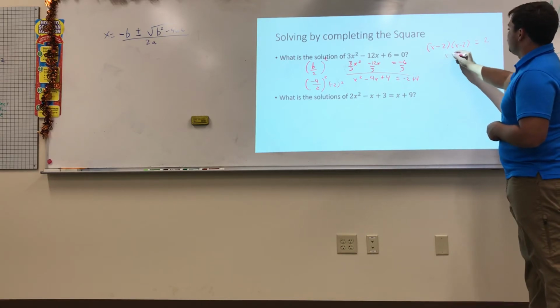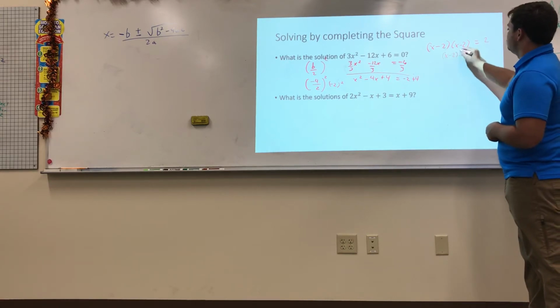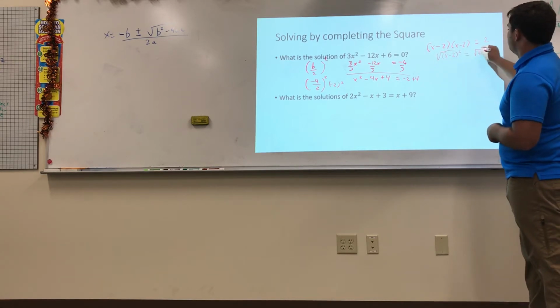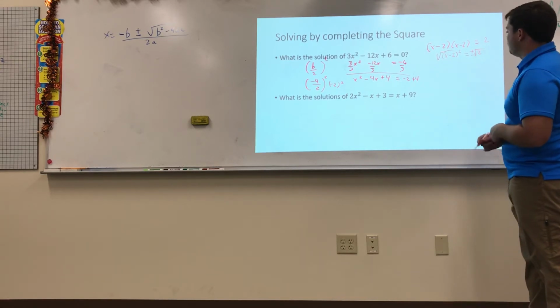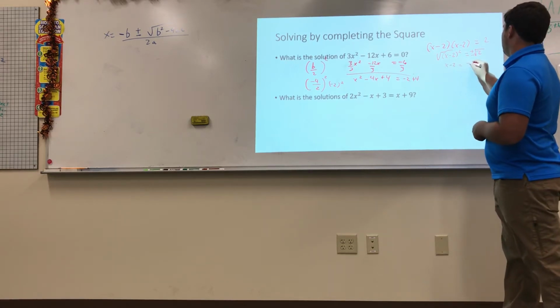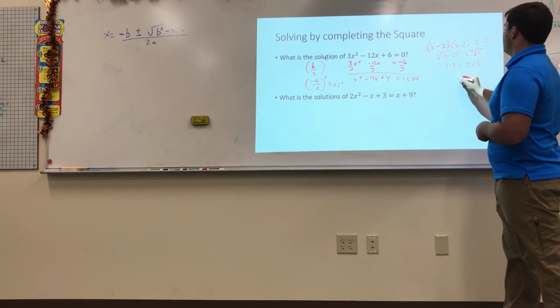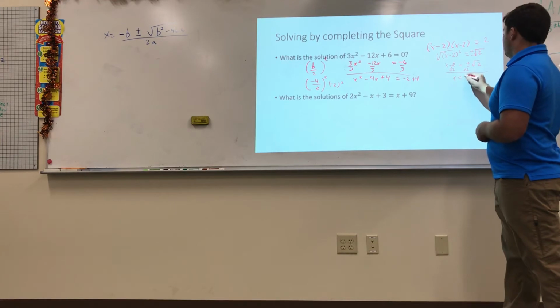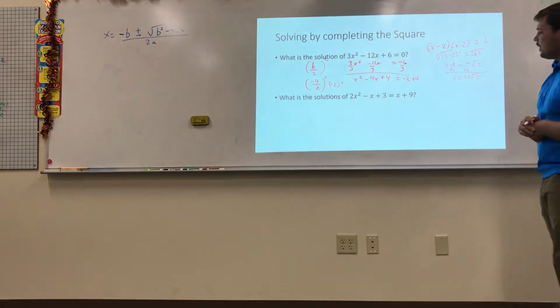Alright, this is x minus 2 squared equals 2. Square root both sides. Don't forget your plus or minus. Okay, I'm going to get x minus 2 equals plus or minus the square root of 2. Add 2 to both sides. That's going to make that gone. X equals 2 plus or minus the square root of 2. That is my answer.